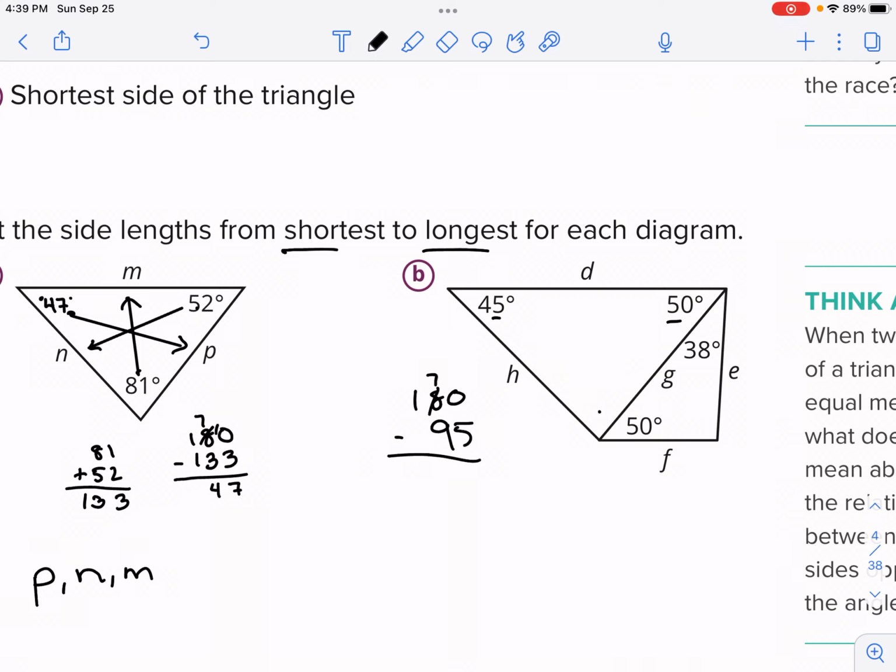Okay, let's make this a 7. 10 minus 5 is 5. 7 minus 9 I can't figure out, but I could do 17 minus 9. That is 8. So this is 85.